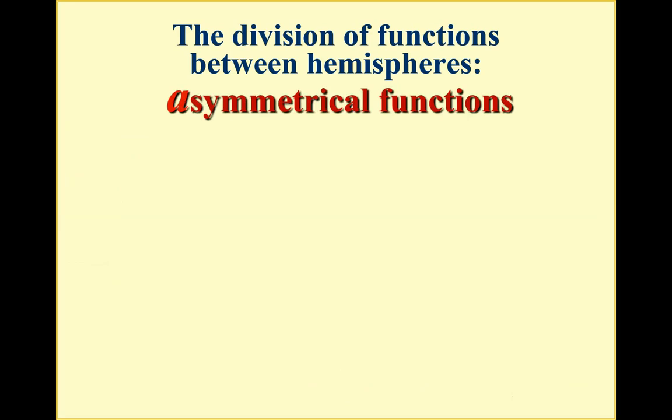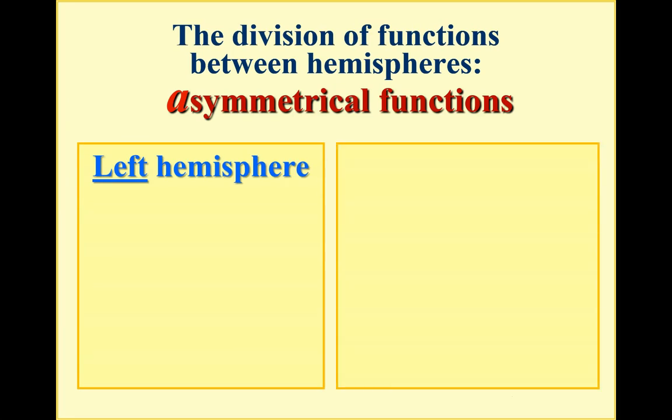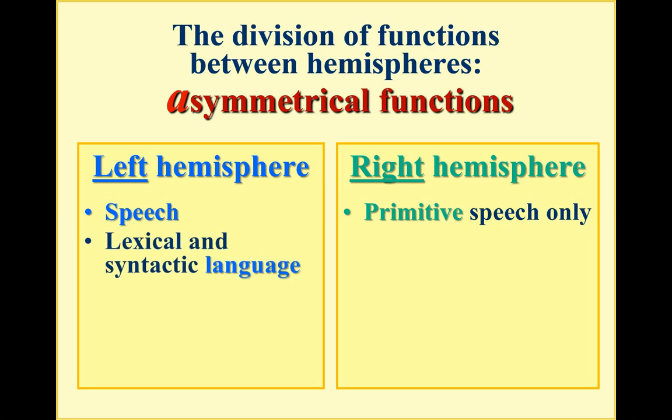And now let's come to this division of functions and list these asymmetrical functions: left hemisphere and right hemisphere. Speech is clearly stated as a function of the left hemisphere in most people. The right hemisphere participates in speech, but it adds something different. By itself, it understands only primitive speech. Lexical and syntactic language is also a function of the left. Everything related to speech and language is a function of the left hemisphere.